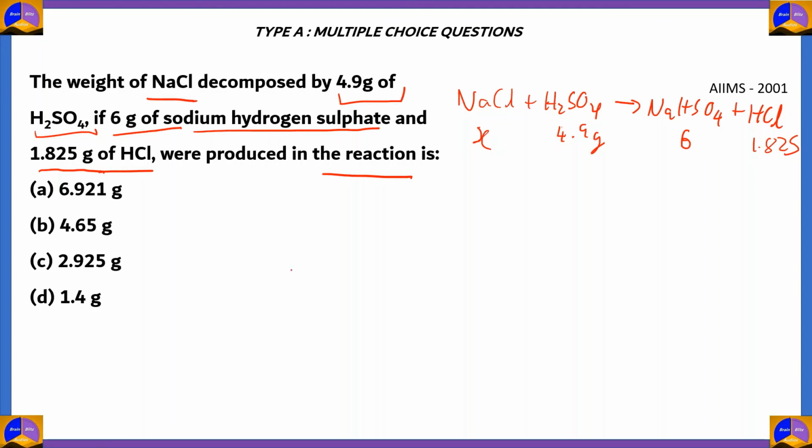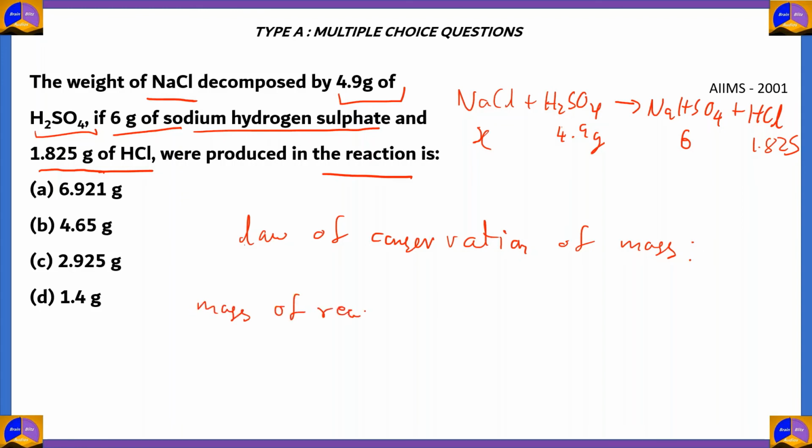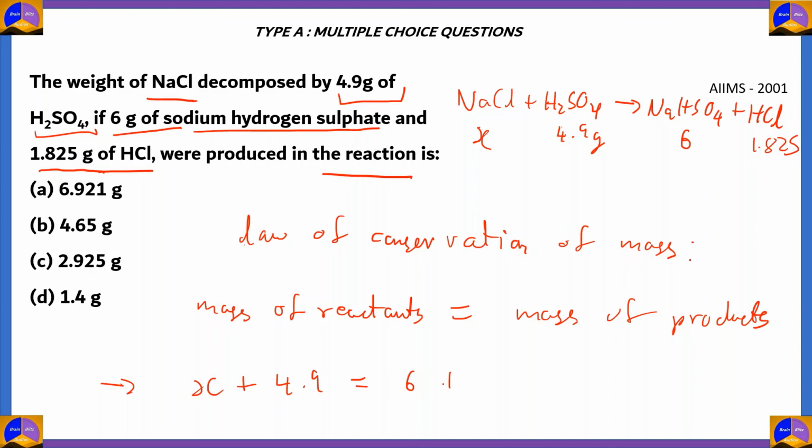How do you solve this question? Using the law of conservation of mass. What does the law of conservation of mass state? Mass can neither be created nor be destroyed in a chemical reaction. What that means is that the mass of reactants will be equal to the mass of products. So on applying the masses, we'll get X plus 4.9 equals 6 plus 1.825.